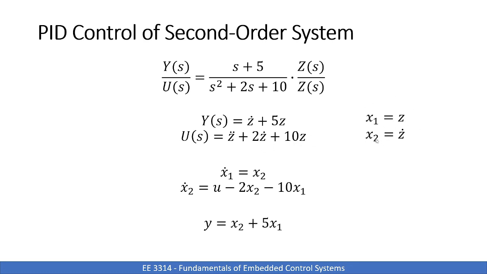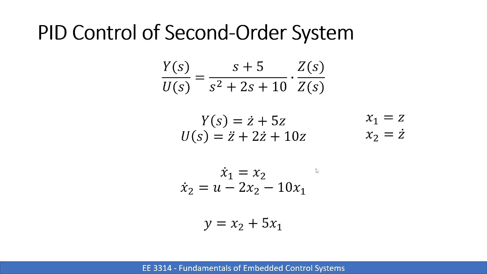x1 is z, x2 is z dot. So we can write the state space variable derivatives in terms of themselves. And we get x1 dot, which is basically z dot, which is x2. And then we get x2 dot, which is going to be z double dot, which we can look up here is going to be u minus 2z dot, which is x2, right? So minus 2x2, and then minus 10z, which is 10 times x1.